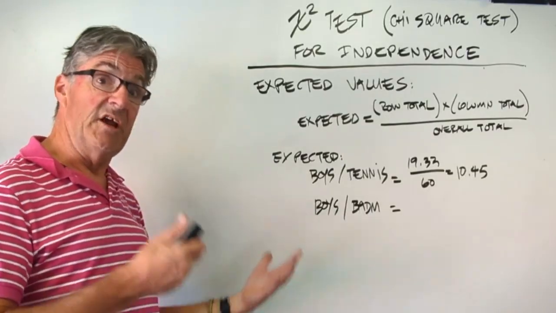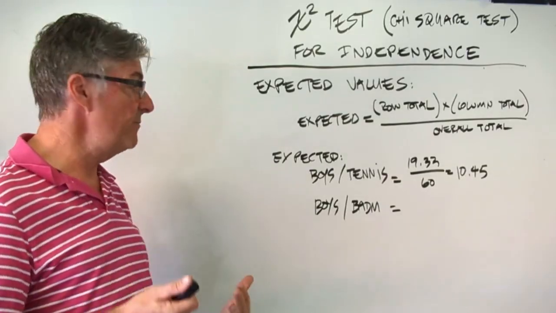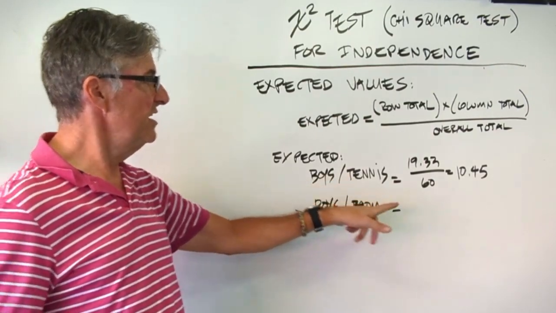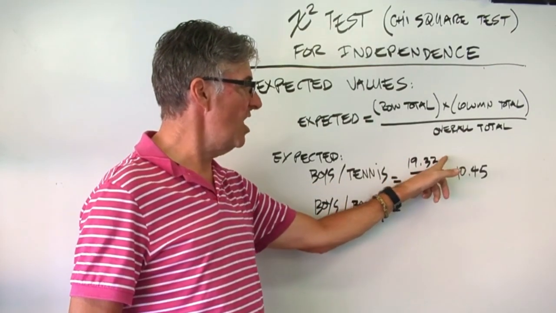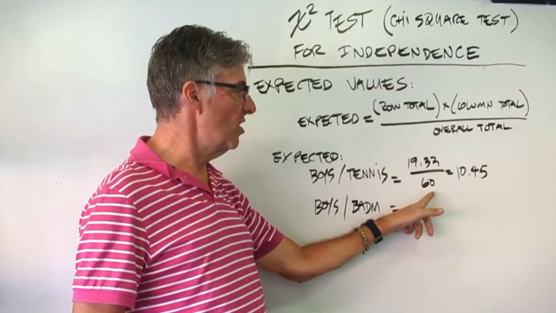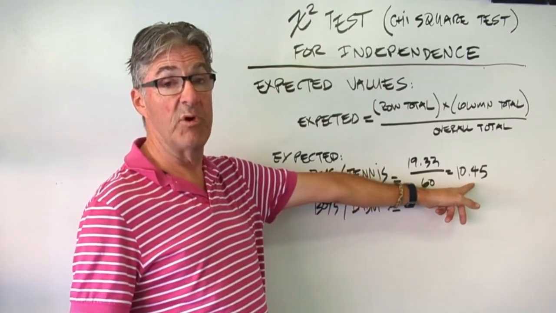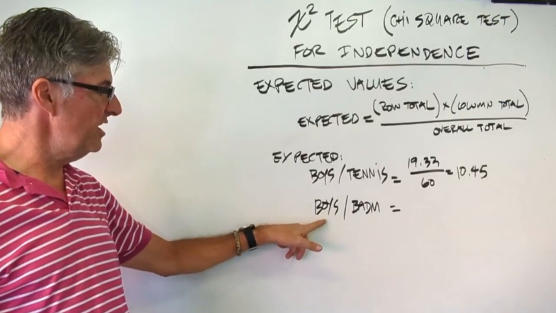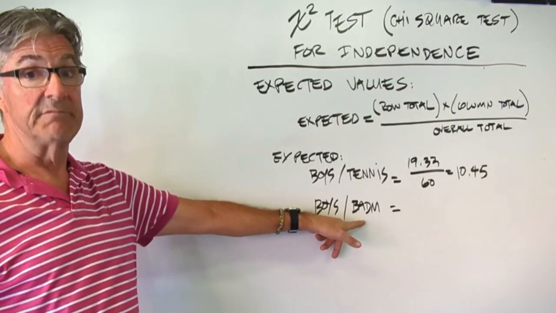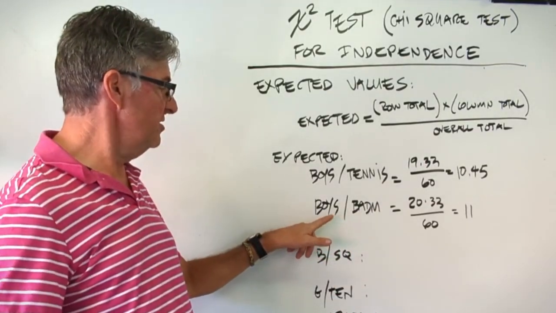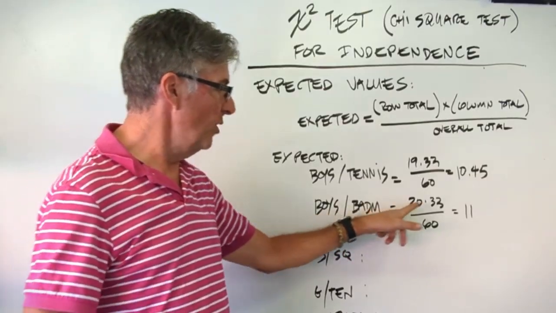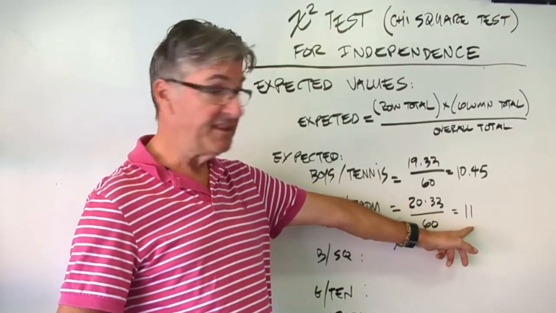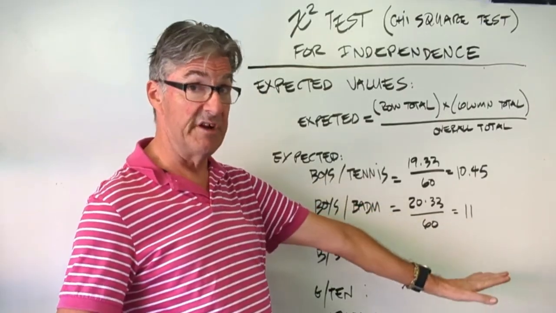So referring to your table that we just put up there, the expected number of boys who picked tennis is going to be the row total times the column total divided by the overall total. So that gets us 10.45. So now I want you to pause the video and do the calculation for boys who choose badminton. Come right back. So here's my calculation for boys and badminton, 20 times 33 over 60, which comes out to a nice even 11. Okay, that would be the expected if there's no difference.